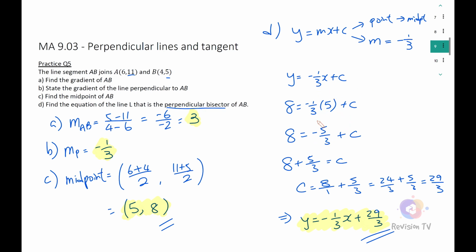So when you've got minus 5 over 3, add them up. You can use fractions quite easily. Add up 2 fractions, you get 29 over 3, and that's your answer.